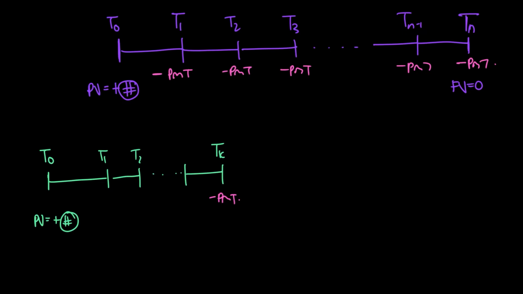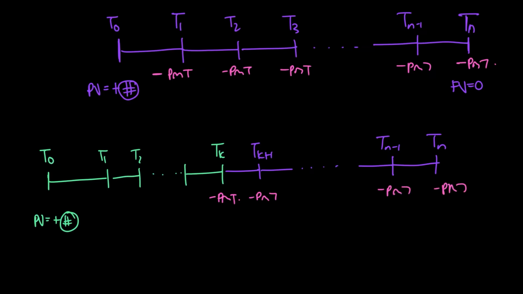And now you have your TK plus 1, and it's going to continue on to Tn minus 1 and Tn. So here you're going to see your payments occur at all of these points. You're still going to end up with your future value equal to 0. The only thing that's happened is for a set period of time, you don't make any payments towards the loan. That's what we mean by it's deferred. Your payments are being deferred for a set period of time.